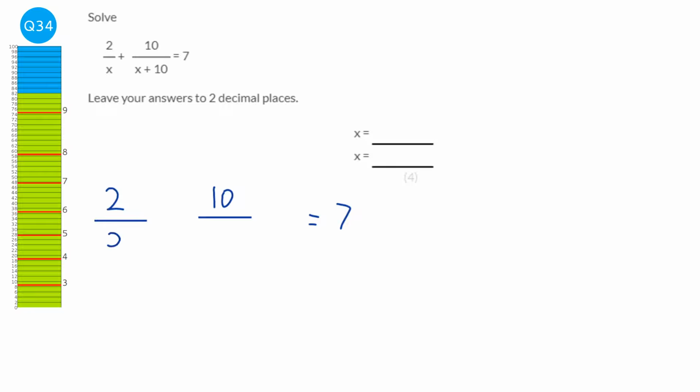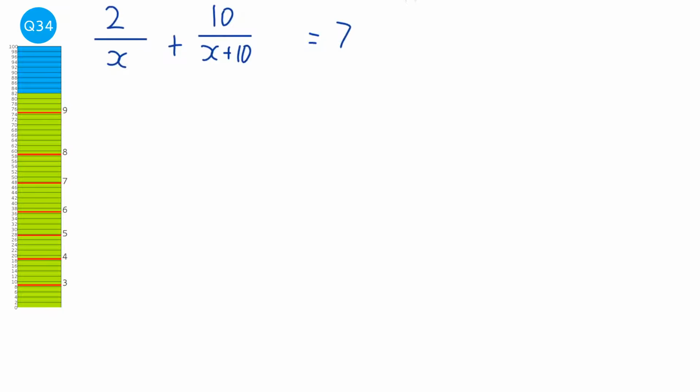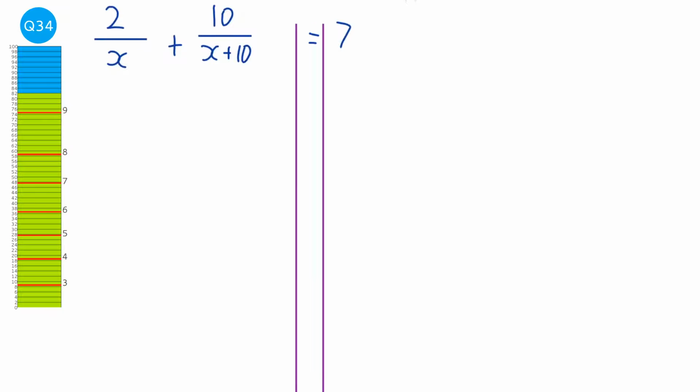And so we've got 2 over x plus 10 over x plus 10, and then we've got equals 7. So I'm just going to scroll down and give us lots and lots of space. Put my tram lines in for the equals. Okay, first thing I'm going to do is get rid of the fraction on the left hand side. I'm going to do that by timesing everything by x. And don't forget, it's not just both sides, you've got to times all the terms.